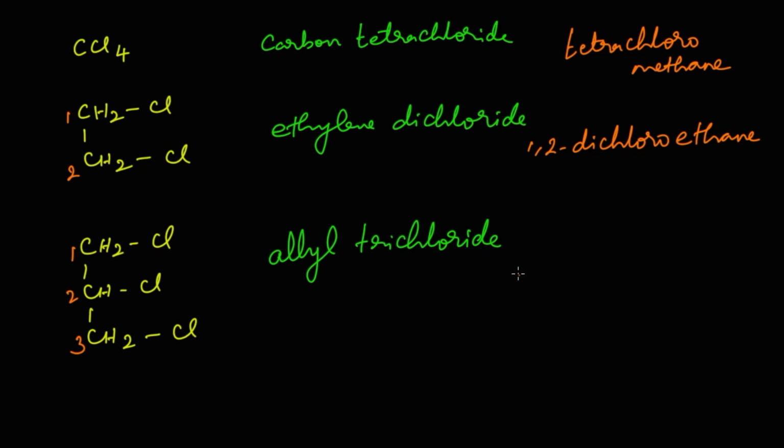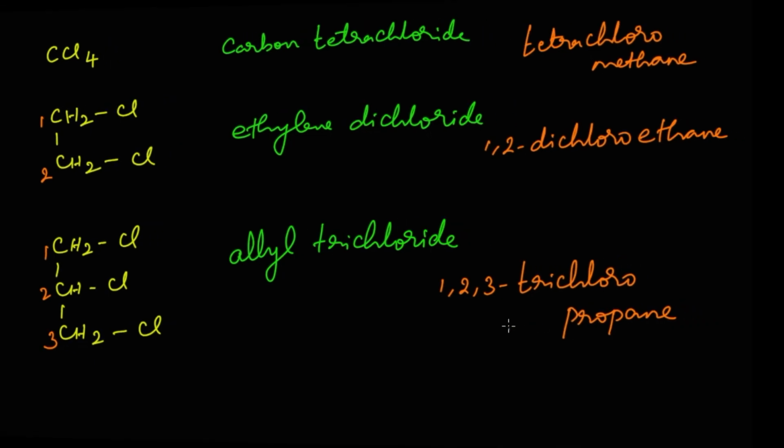We have to give the number for the chlorines. 1, 2, 3. Trichloro. Here three carbons are present. So prop, only single bond is there, so ane. So the IUPAC name of this compound, that is allyl trichloride, is 1,2,3-trichloropropane. So far we have learned haloalkanes.